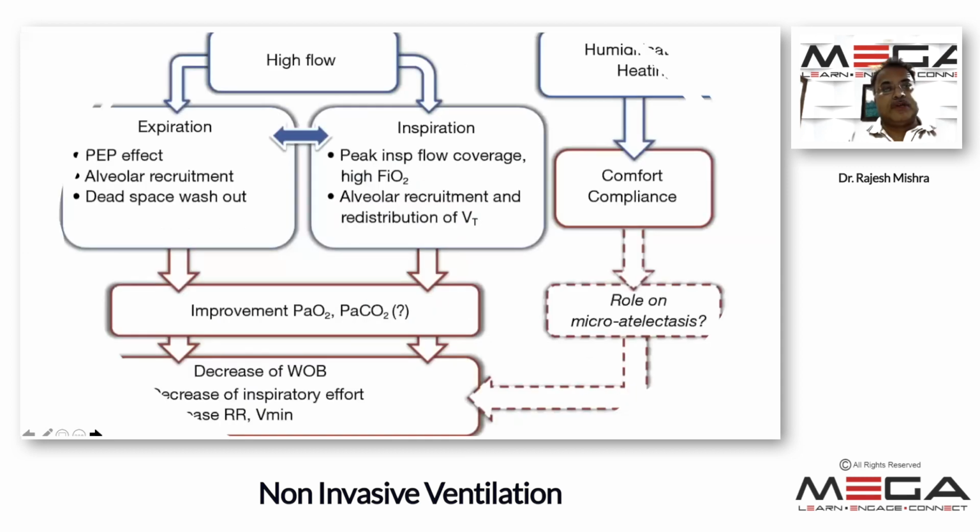non-invasive positive pressure ventilation. So high flow nasal cannula does two things: it gives high flow, as well as it humidifies the oxygen. High flow improves expiration by alveolar recruitment. It improves inspiration by alveolar ventilation. And this all helps in improving oxygenation and clearing PCO2, while humidified oxygen improves the comfort of the patient.